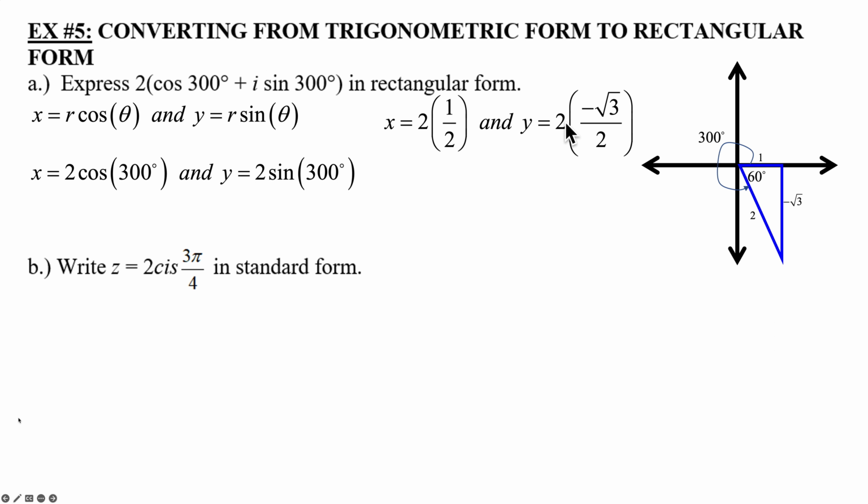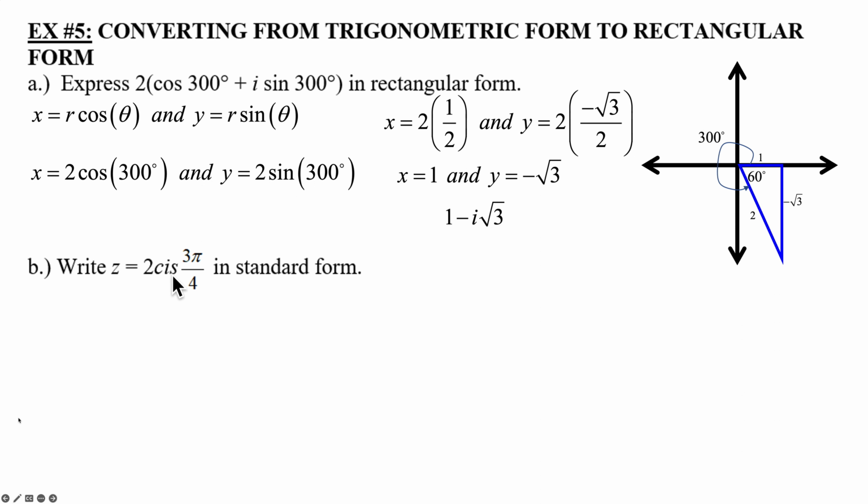Cancel the 2's, cancel the 2's. X is 1, y is the negative square root of 3. My rectangular form, or a plus bi standard form, is 1 minus i radical 3. Again, always put the i in front of the square root of 3.